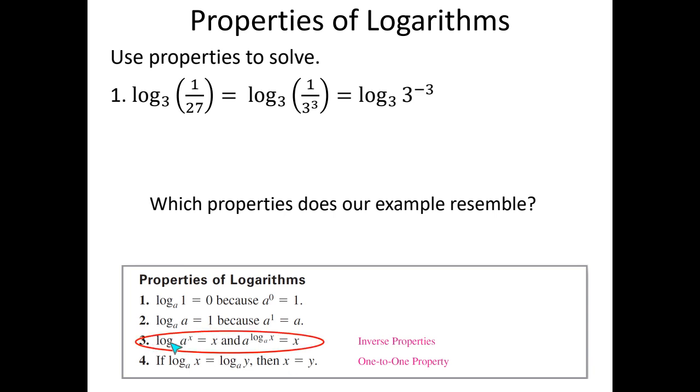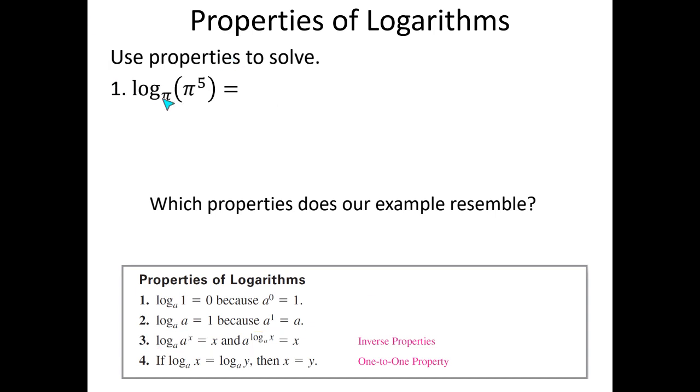According to this property, if a and a are the same here, then the answer should be that exponent. We have our 3 and a 3, so the exponent is negative 3. That should be our answer. These properties can help you solve these a little bit quicker, but there are a lot of properties. So if you don't want to memorize all these properties, then converting to exponential form can always get you to your answer as well. Okay, so let's look at another one.